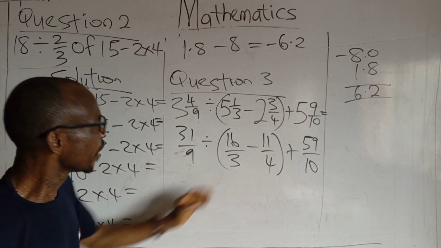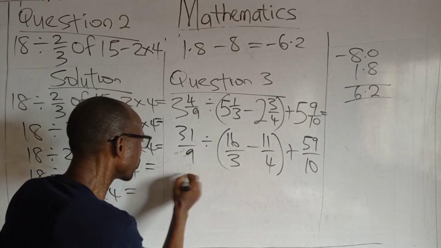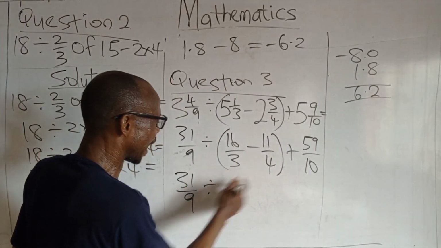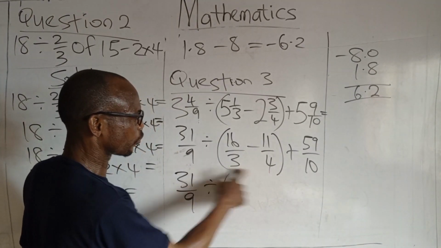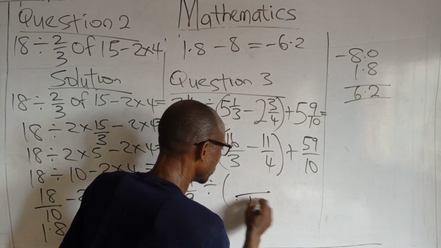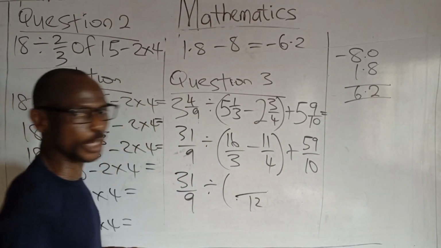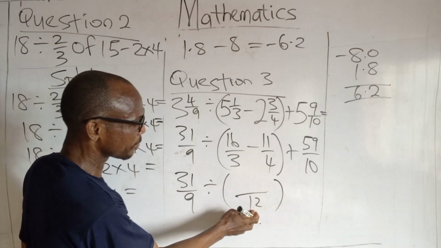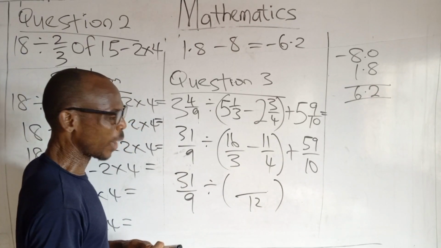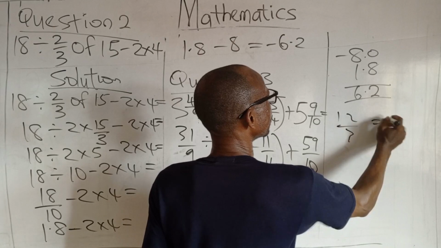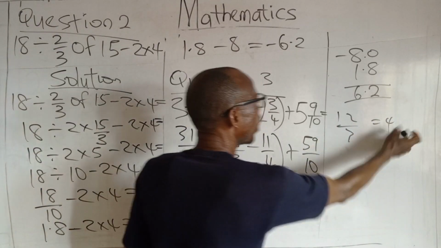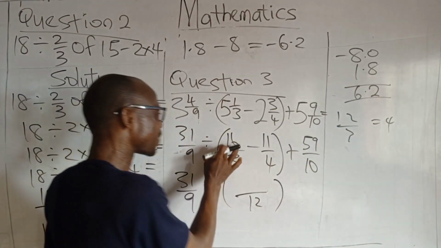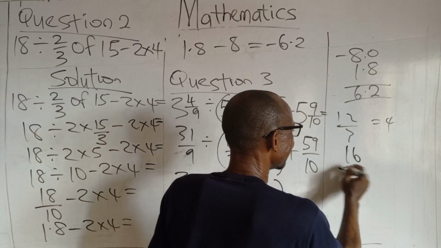Now we go on. We are looking at our bracket here. So we now have 31 over 9 divided by, we are going to look for the LCM of the values here. LCM of 3 and 4. That will give us 12. The LCM of 3 and 4 is 12. So 12 divided by 3 gives you 4. Use this 4 to multiply the value on top. You use the 4 to multiply the 16 on top by saying 16 times 4.